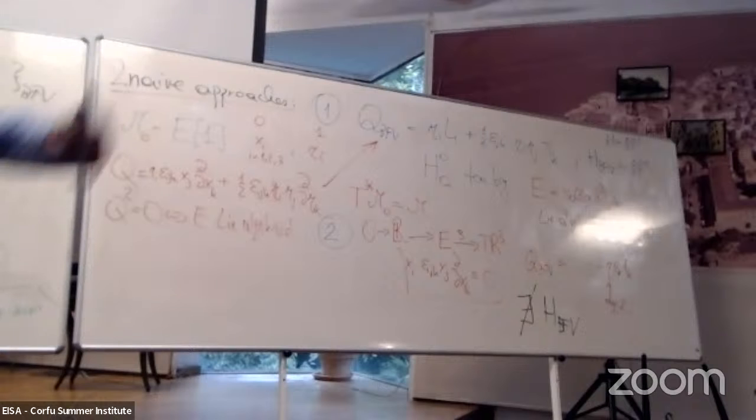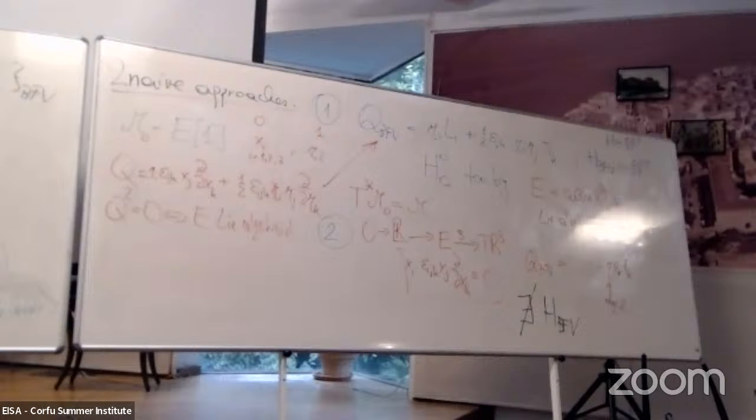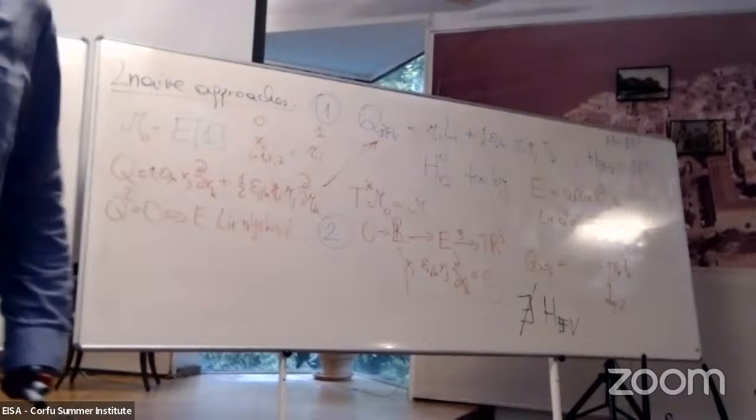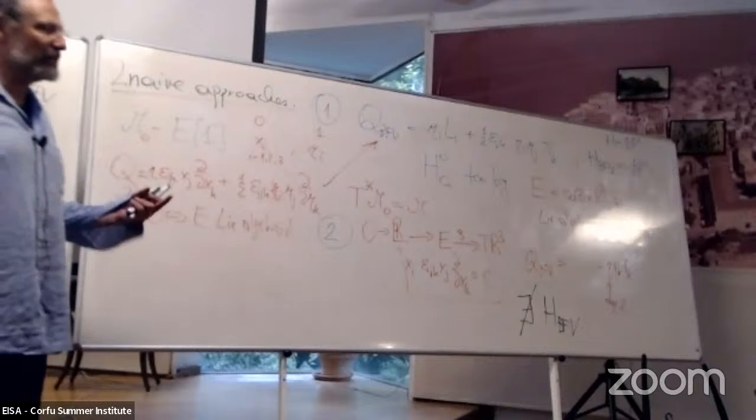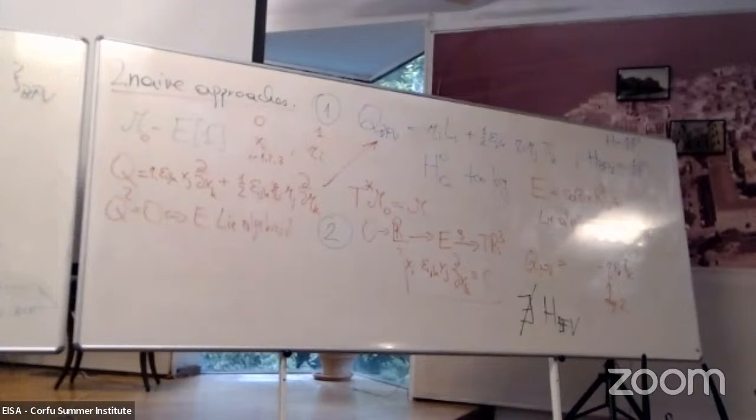For the free Hamiltonian it doesn't exist. Okay, so now I want to explain to you in the second part the construction that we found to get the right BFV charge, where we can prove then that this holds true.